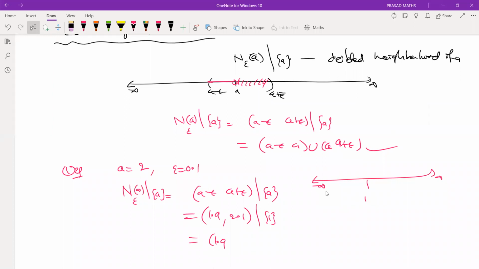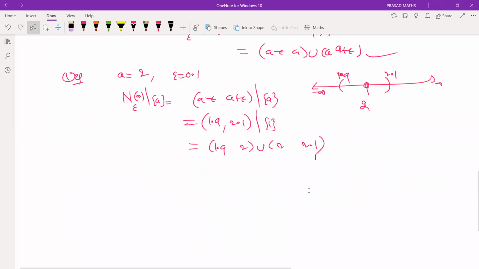This is my, sorry, 2. The center is 2, this is 1.9, and this is 2.1. Right? So just throw away the center. That means 1.9 to 2 union 2 to 2.1. This is what my deleted neighborhood of a point is. Just delete the center itself. You get the deleted neighborhood of a point.